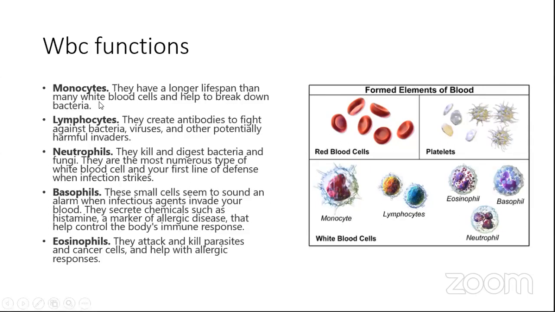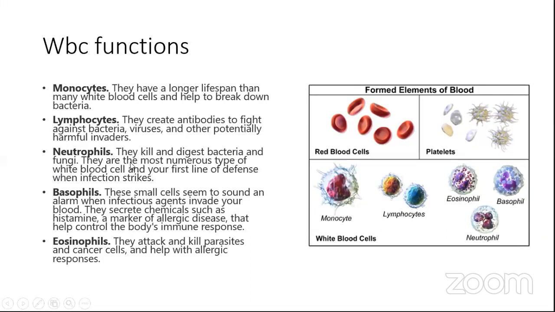Good. So the main function of the monocyte: the monocyte has a longer lifespan, and they fight against bacteria mainly. The lymphocyte is a very important white blood cell that fights against potentially harmful invaders, very harmful ones. A number of bacteria enter every day, but those harmless bacteria are killed by the monocyte. But the lymphocyte fights against viruses and other harmful invaders. Neutrophils digest bacteria and fungi.